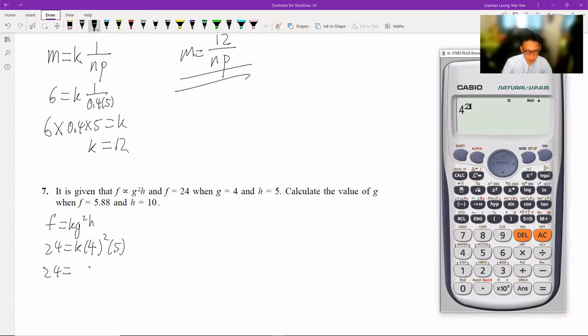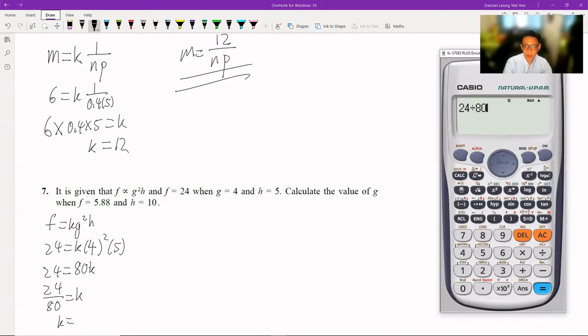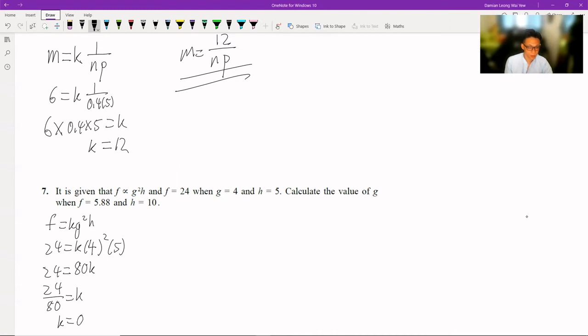4 squared times 5 gets 80. So 80K, times opposite divide. 24 divided by 80 is K, so K will be 24 divided by 80, which is 0.3. Okay, so I know F is 0.3 G squared H.